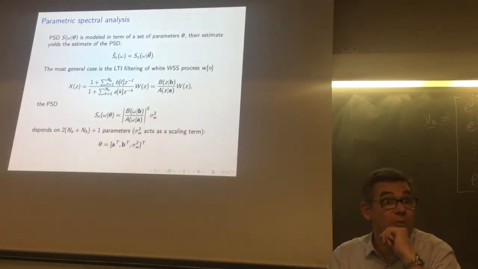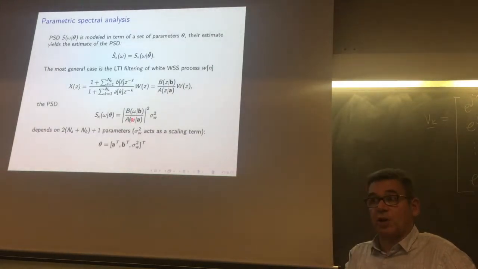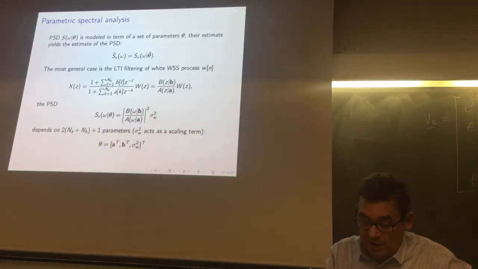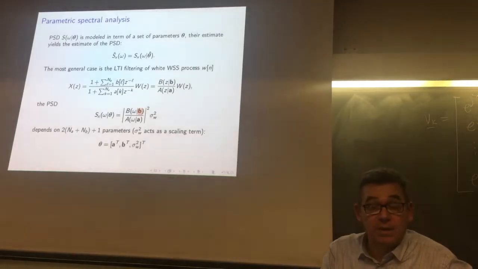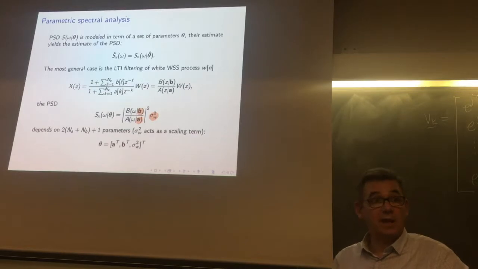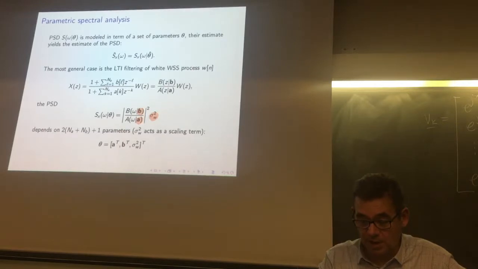So it depends on the polynomial coefficients A and the polynomial coefficients B. The polynomial denominator is monic. Monic means the first coefficient is 1. So the unknowns for spectral analysis are the set of coefficients B, the set of coefficients A, and sigma. These are the set of parameters. So the total number of parameters is 2 times NA plus NB, which is the number of coefficients A and the number of coefficients B, plus 1.